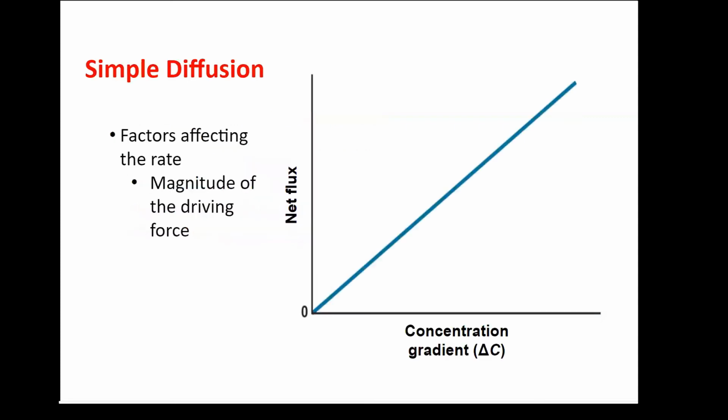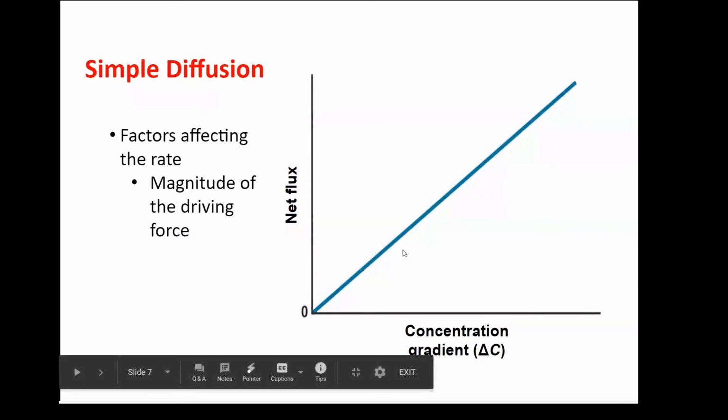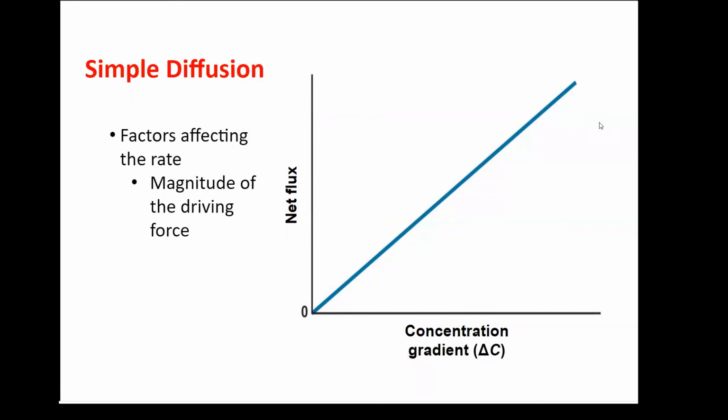Okay. So we see this nice straight line. Love to see it, right? So here's our magnitude of the driving force and its effect on our rate, which here we're expressing in terms of net flux, so that net movement of molecules. As our concentration gradient goes up, right? So we have a bigger difference in concentration inside versus outside the cell, bigger difference, more molecules moving.